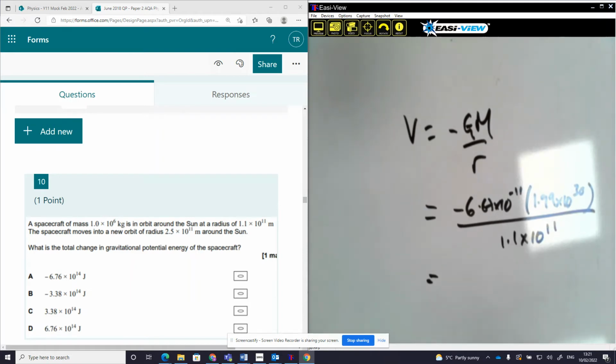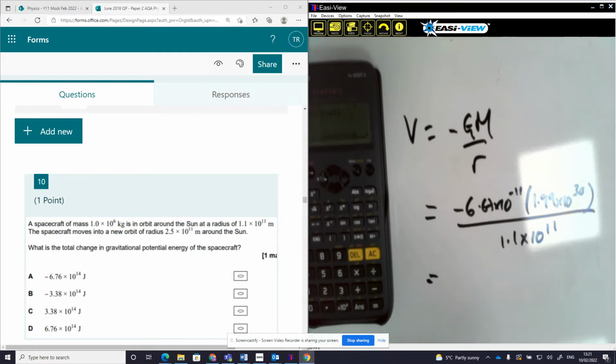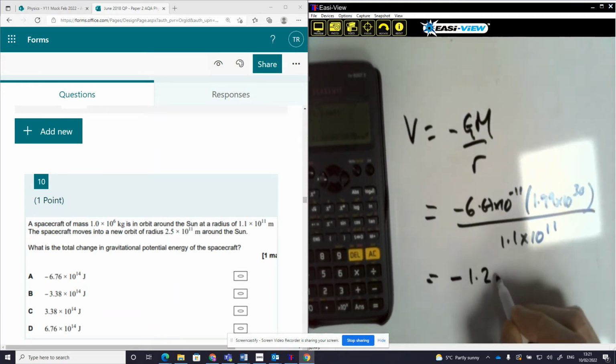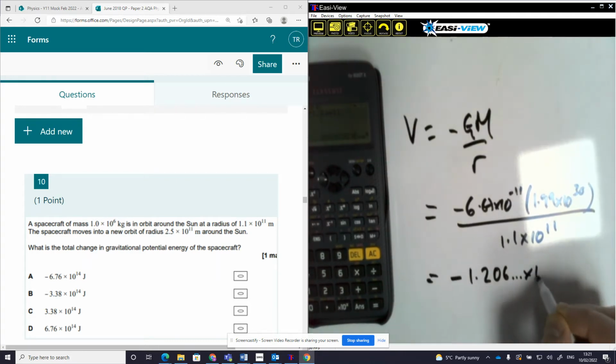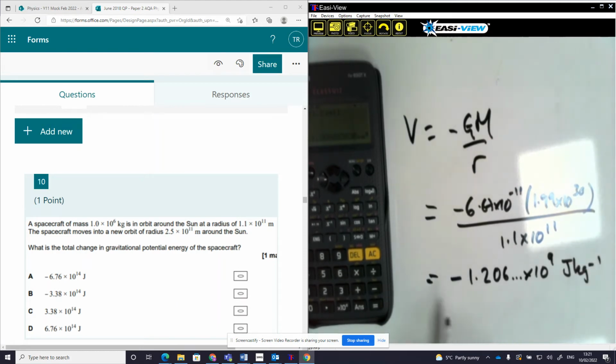And we can work that out. We get 6.67 times 10 to the negative 11 multiplied by 1.99 times 10 to the 30, all divided by 1.1 times 10 to the 11. I can use the E button again, and I get negative 1.206 times 10 to the 9, and it's in joules per kilogram. So that's the potential at the starting point.